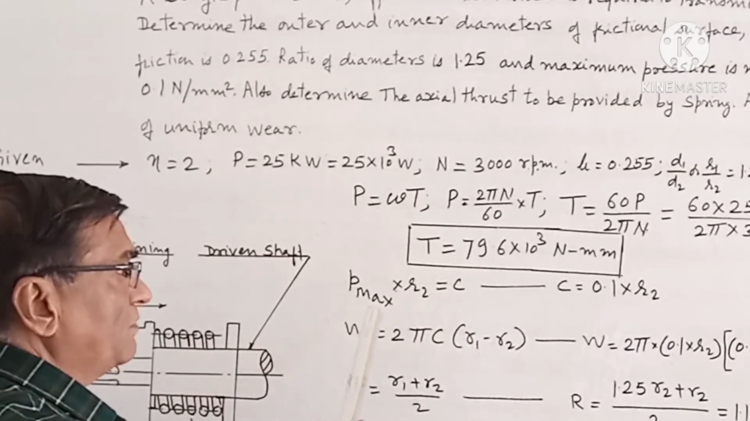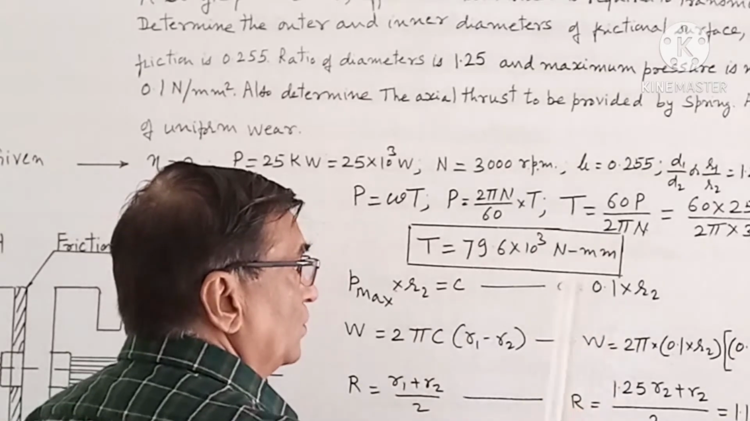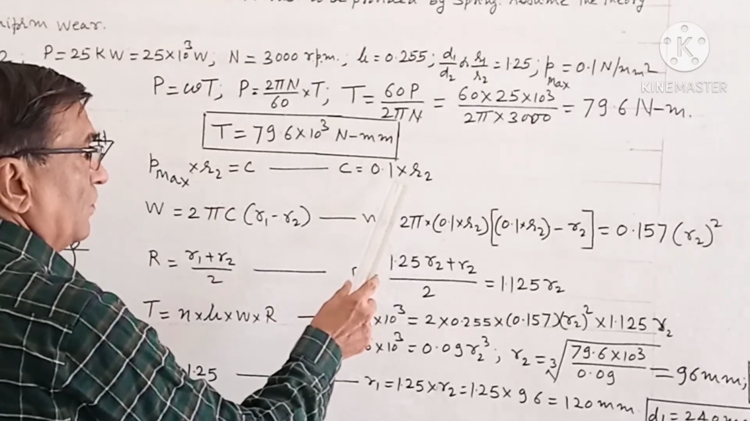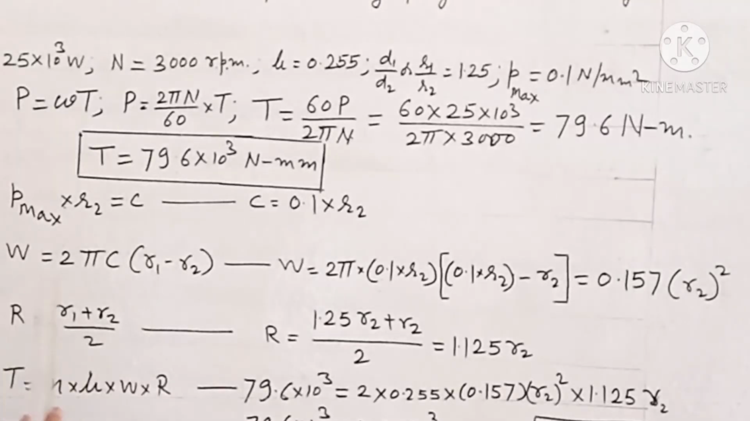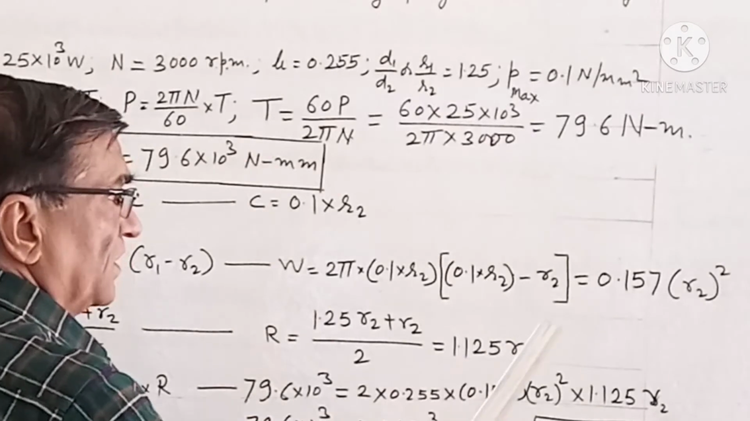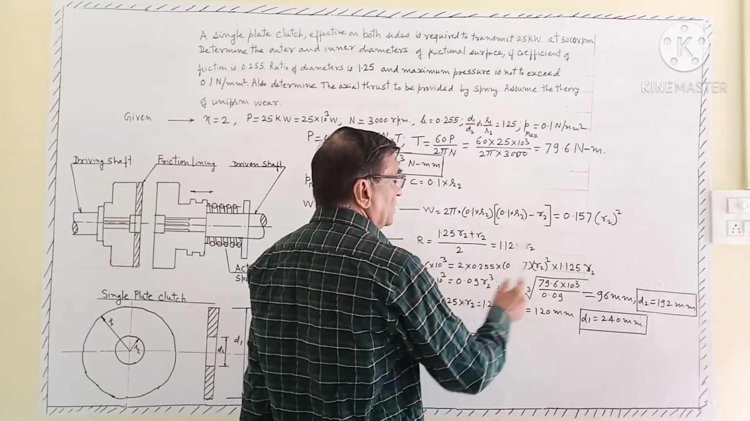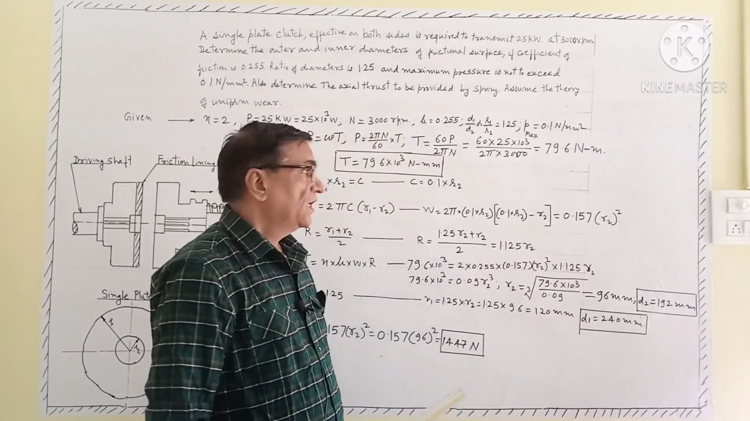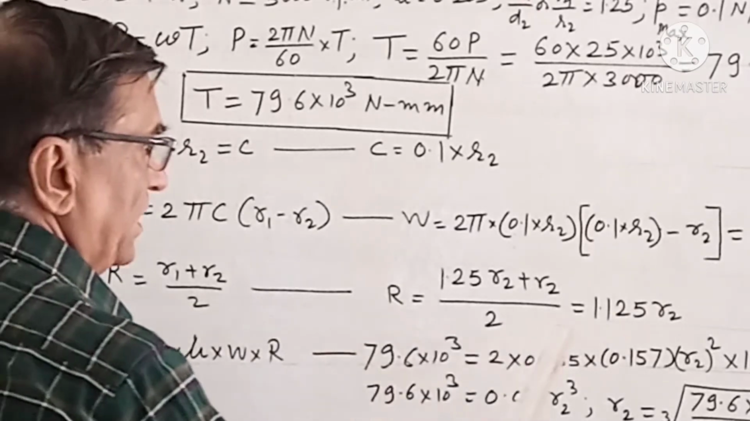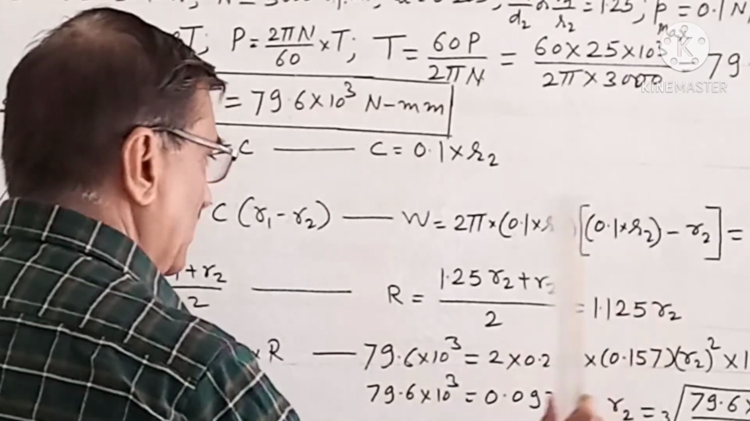From the formula P maximum into R2 is equal to C, we calculate the value of C in terms of R2, because R2 is not known. C is equal to 0.1 into R2. From this equation the value of W comes out to be 0.157 R2 square. This is the value of W in terms of R2 because R2 is unknown. Now mean collar radius R comes out to be 1.125 R2. This is also in terms of R2.